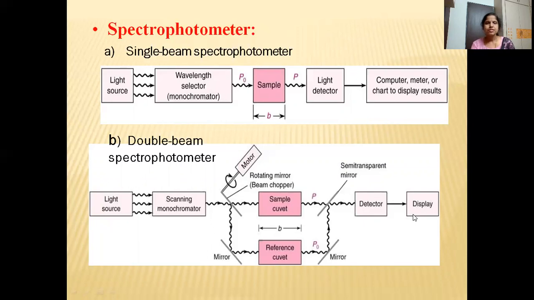So the main difference between single beam and double beam is here only one beam of light is made to pass through the sample. Here the monochromator light is again split into two beams where we are using two cuvettes simultaneously at a time, one for the sample, one for the reference. And then the transmitted light is being detected by the detector and displayed.